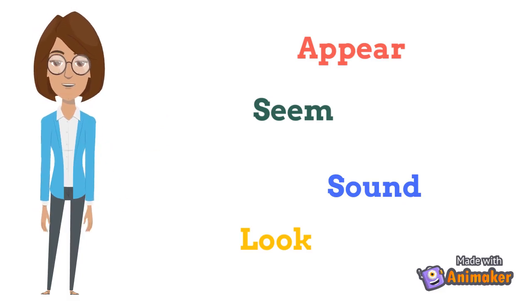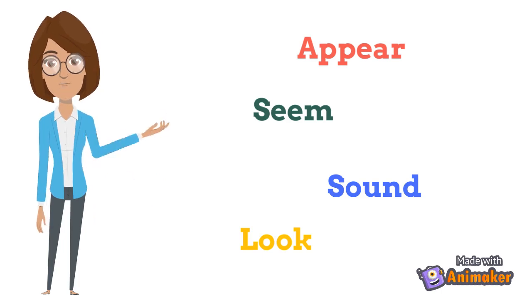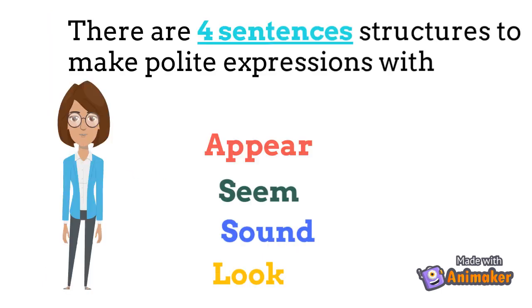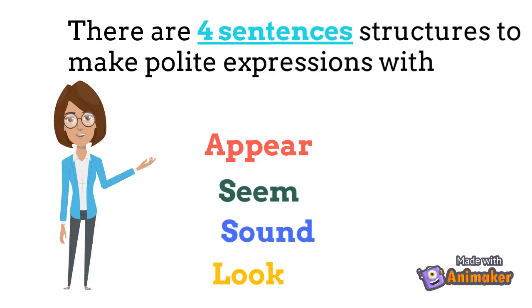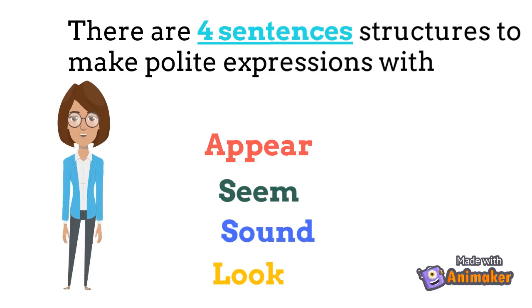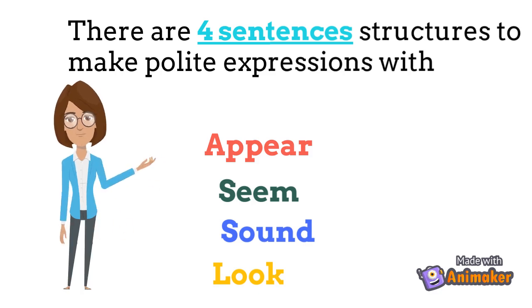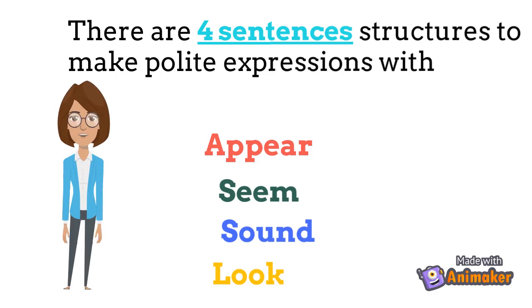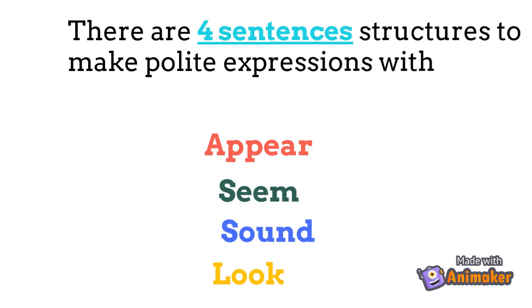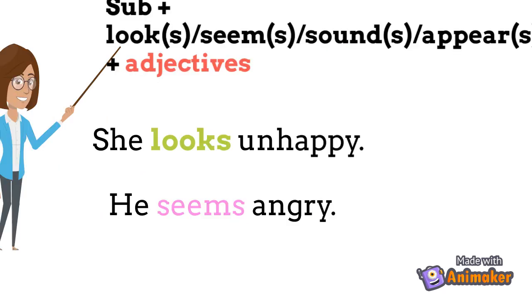In today's lesson we are going to learn the use of seem, appear, look, and sound. So without delay, let's start. There are 4 sentence structures that you can use to make polite expressions by using seem, appear, sound, and look. So let's learn them.